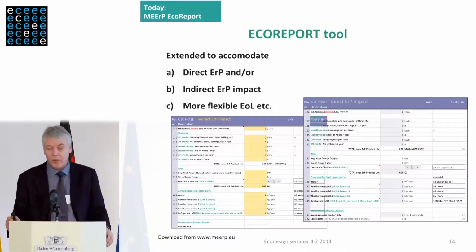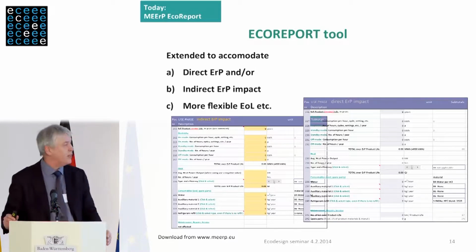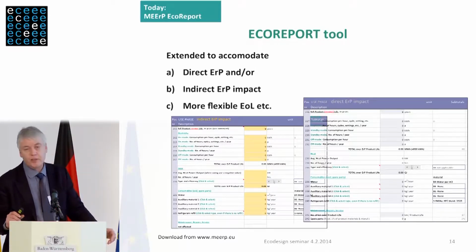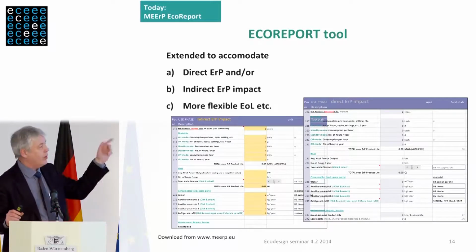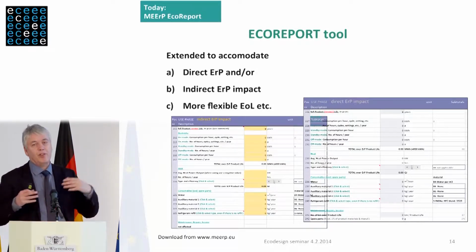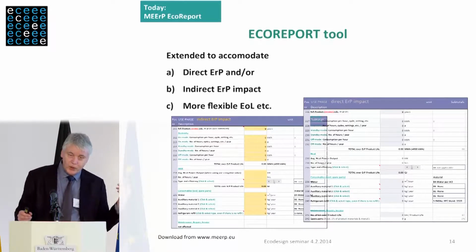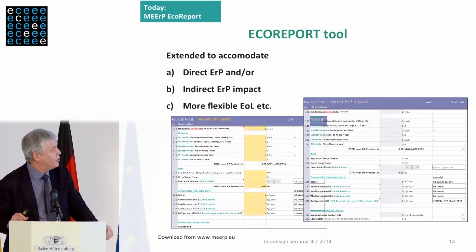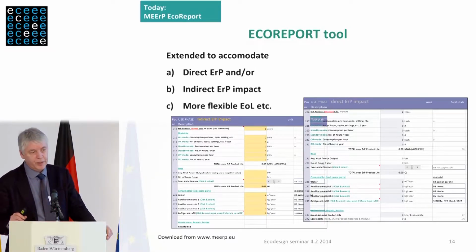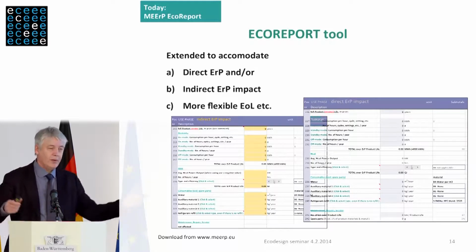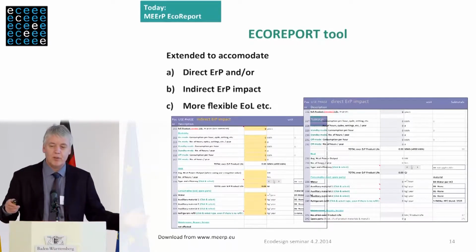Finally, there is an eco-report tool, which has been extended, which looks at the energy use during use for the energy using products, but it also gives you a little bit more flexibility than the old tool with respect to the end-of-life situations. And I've already heard complaints that it's too flexible, but okay, it's difficult to please everyone.